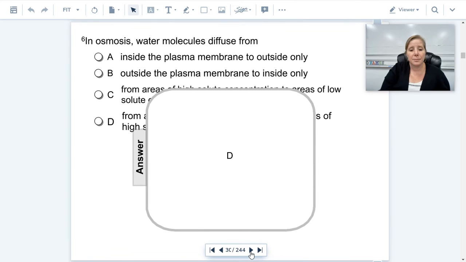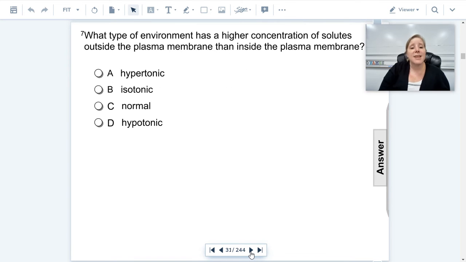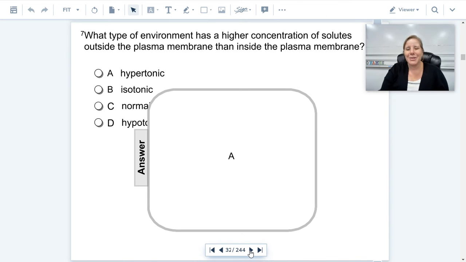Good. Okay. What type of environment has a higher concentration of solutes outside the plasma membrane than inside the plasma membrane? So working with this, if there's more solute, more stuff, more sugar and stuff outside of the cell versus inside of the cell, is that cell hypertonic, isotonic, normal, or hypotonic? Take a second to get your answer. Did you say hypertonic? You're correct.